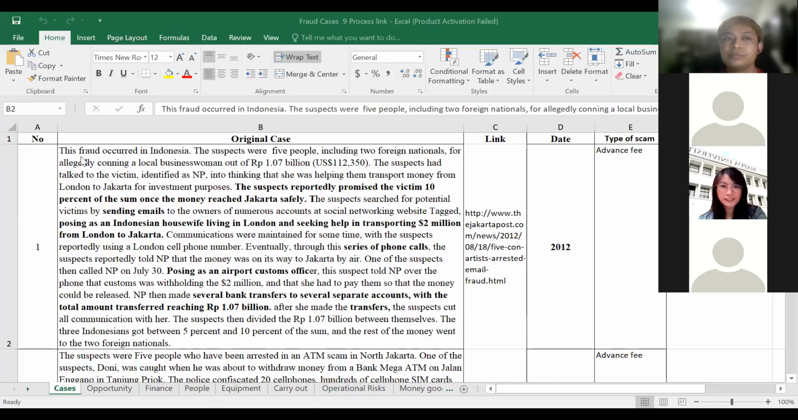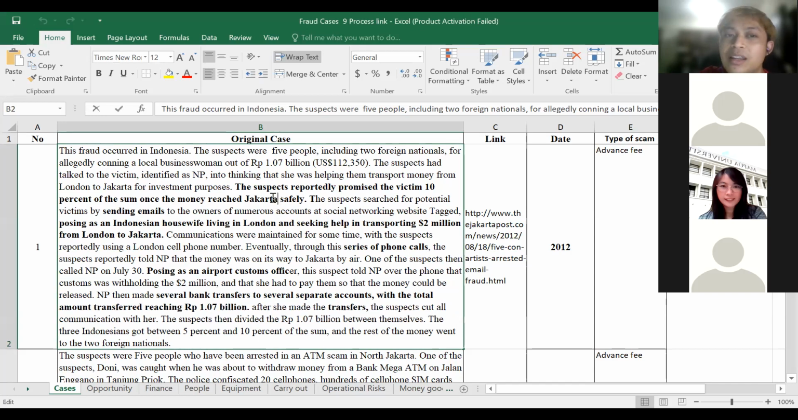This one. You have to read case by case. The fraud occurred in Indonesia. The suspects were five people. You have to read case by case like this one, and you do the dummy code. The suspect reportedly promised the victim 10% of the sum once the money reached Jakarta safely. So what's that one? This is the advance fee, right?